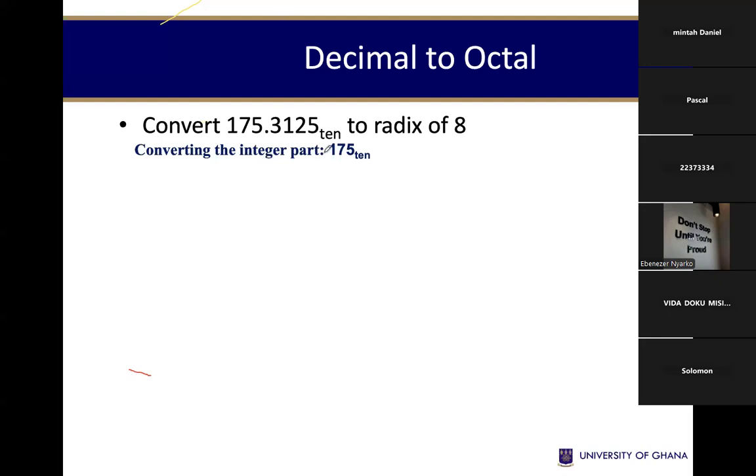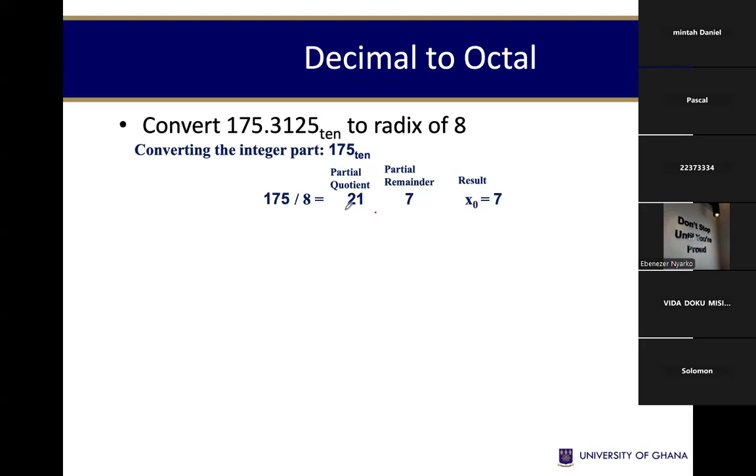So converting the integer part, that we all can do, right? So we can easily be able to, in fact, there are a lot of ways you can go about it. Please stop writing on my screen, okay? Those of you writing on the screen, please stop it. All right, thank you.